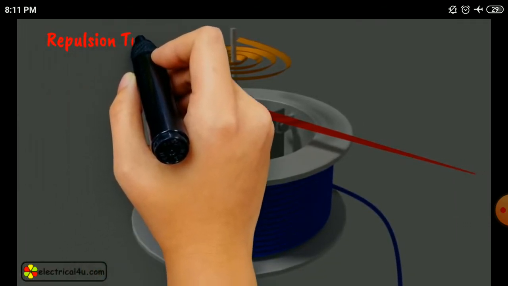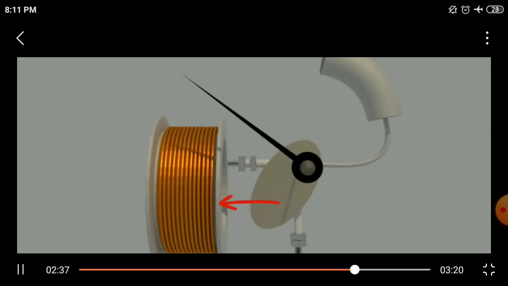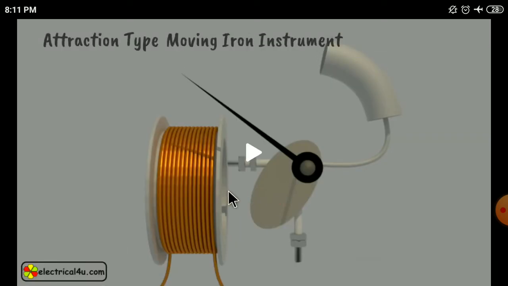Let us discuss the repulsion type moving iron instrument. Single soft iron. Okay, this is a soft iron piece. Whenever the current is flowing through this coil, this soft iron piece will be attracted towards the coil, and the pointer will rotate. And this is the working of this attraction type moving iron instrument.